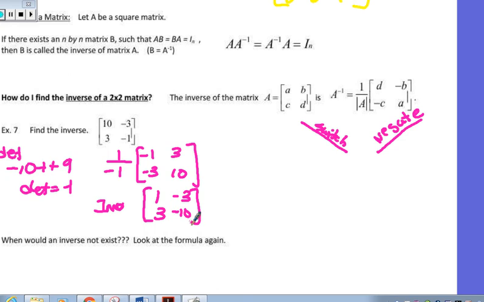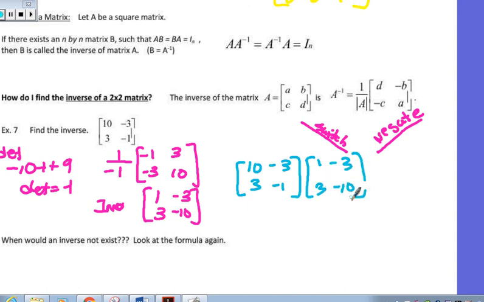If you want to check, and we may be asking you to do that to prove to us that that is actually the inverse, if you multiply the original matrix, which was 10, negative 3, 3, negative 1, by the inverse, which we have as 1, negative 3, 3, negative 10, and again, remember, we learned how to multiply these matrices. I'm going to have a workbox, and then here's going to be my answer. We should wind up with the identity.